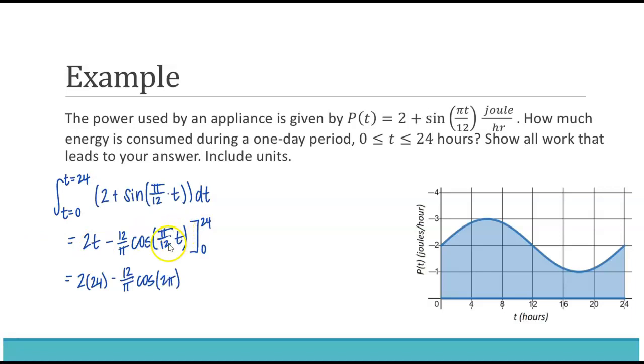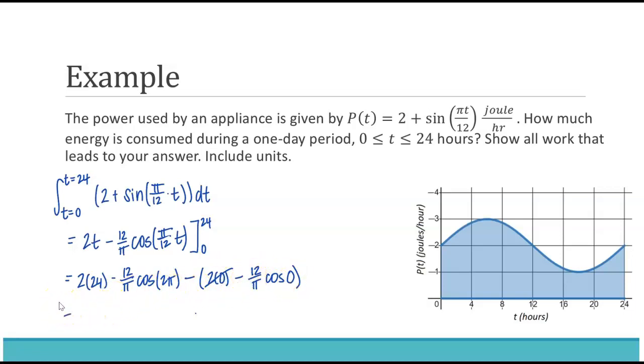Here 24 divided by 12 is 2. So cosine of 2 pi. That's plugging 24 into each t. Minus, now we'll plug 0 into each t. So minus 2 times 0 minus 12 over pi cosine of 0. I'm keeping that second piece in parentheses because the negative would distribute there. Well, 2 times 0 is just 0, and so that's gone. But cosine of 0 is 1. So I have just minus 12 over pi from the second piece over here.